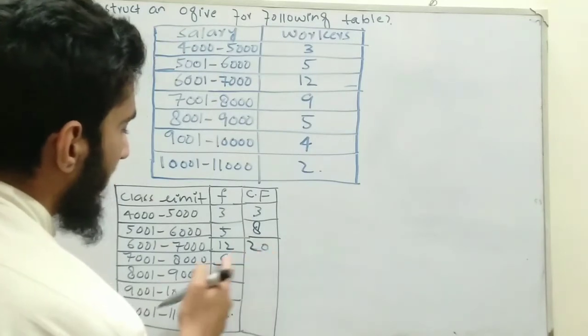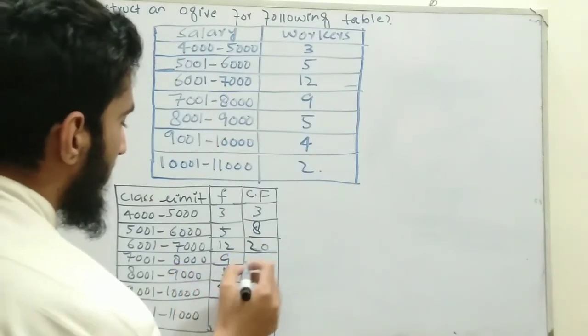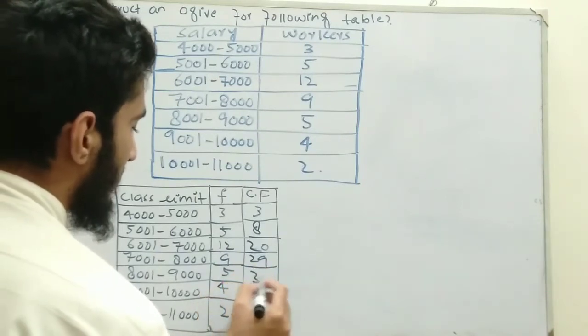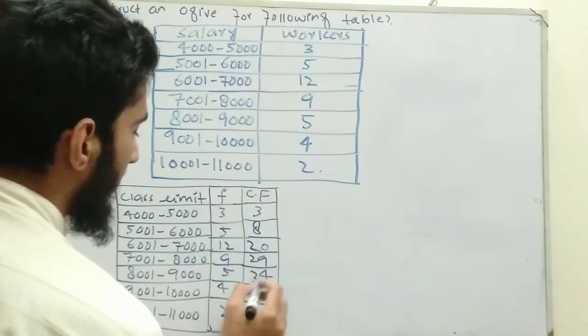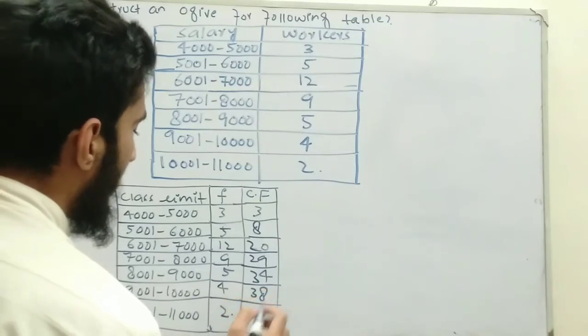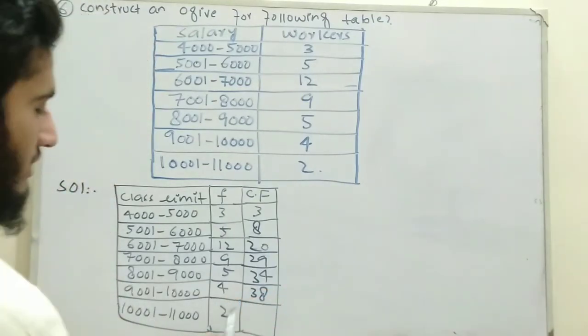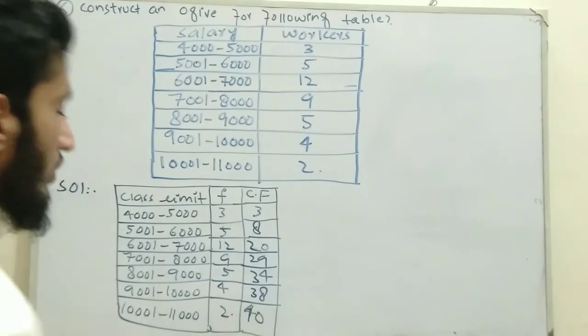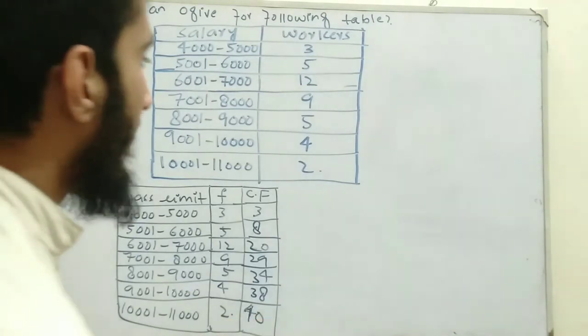After this, the next frequency is 9, so 9 plus 20 gives us 29. The next frequency is 5, so 5 plus 29 gives us 34. The next is 4, so 34 plus 4 gives us 38. The next is 2, so 38 plus 2 gives us 40. Now after this, we are going to draw an Ogive for the table.